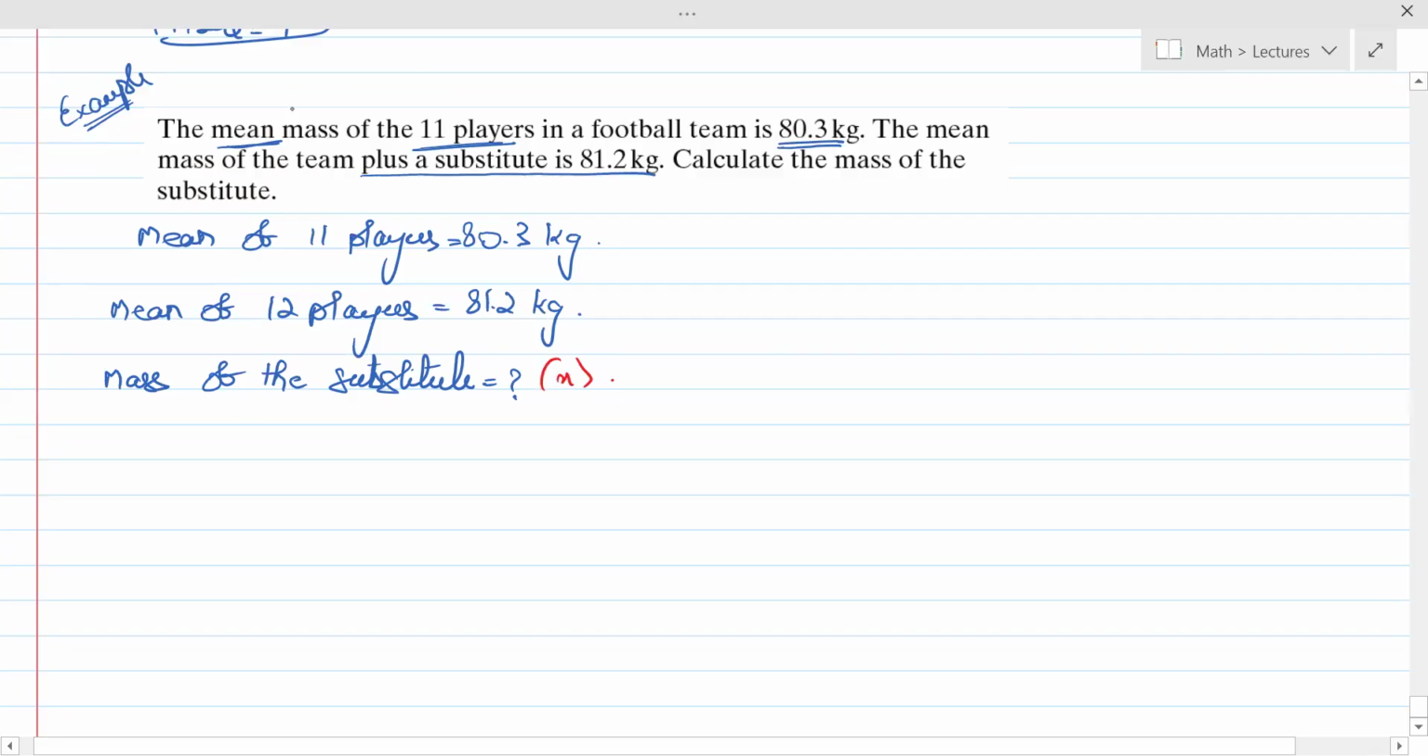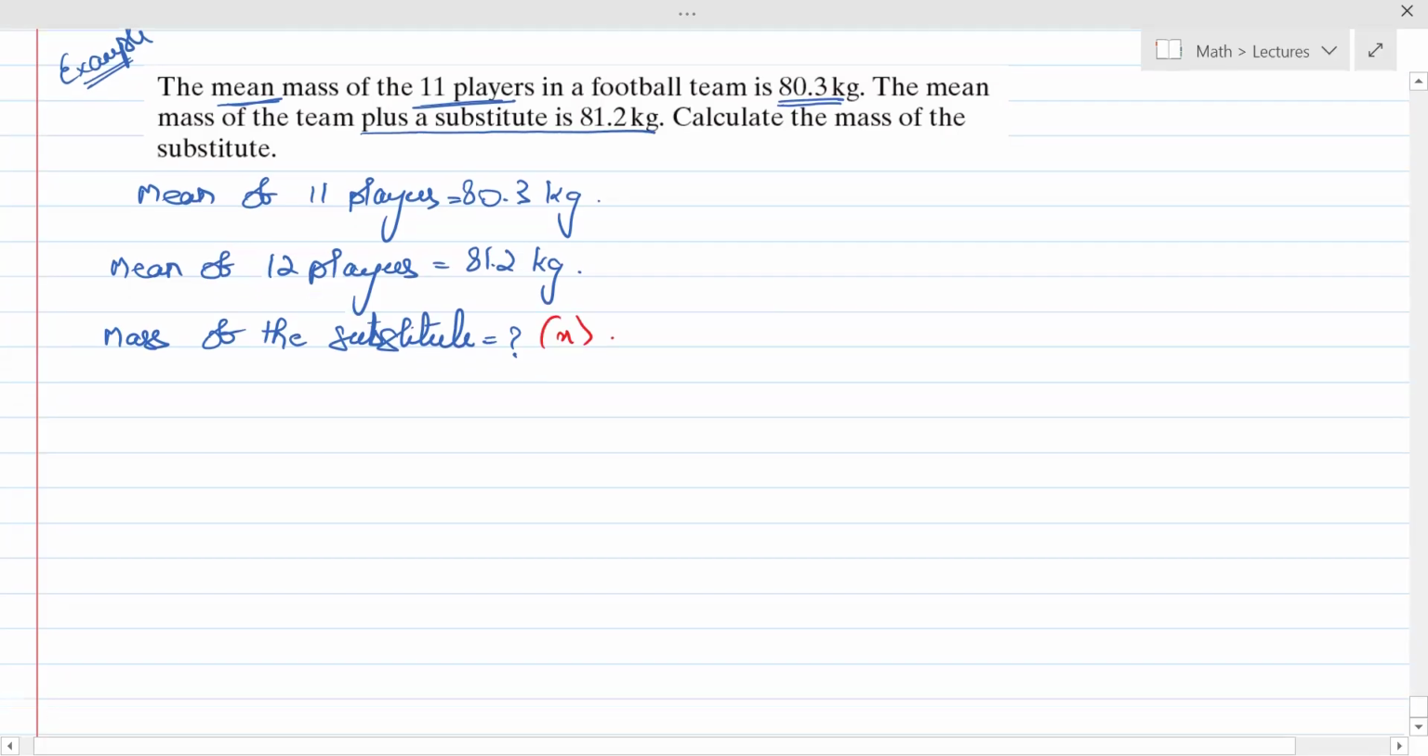Now, always remember, whatever conditions are given, you have to start with the formula of those given conditions only. So here, unlike the previous question where the mean was supposed to be found, here the mean is given to us. So since the mean is given, we have to start with the mean formula only. And the mean formula is sum of values upon number of values.